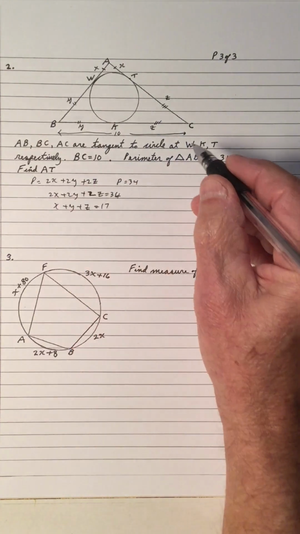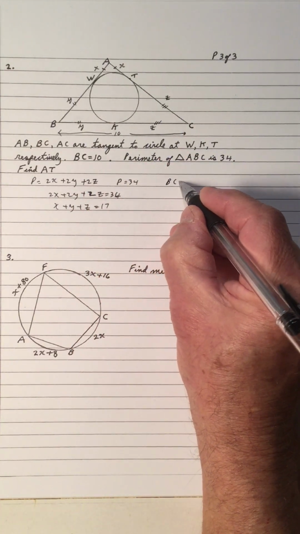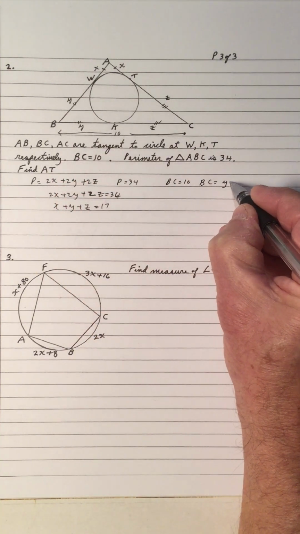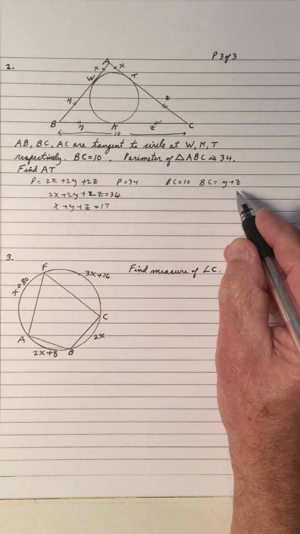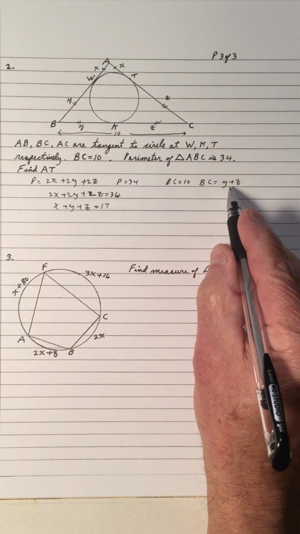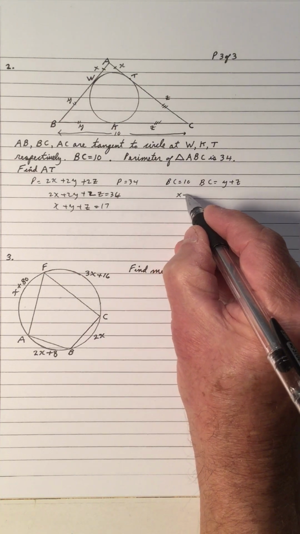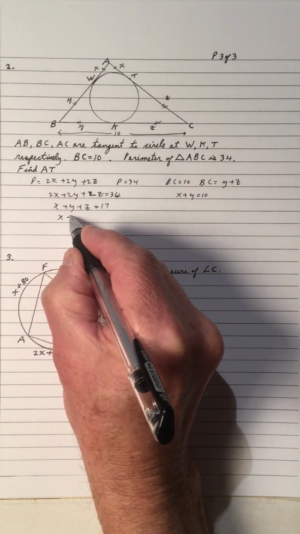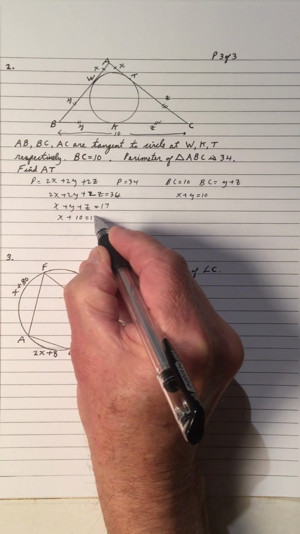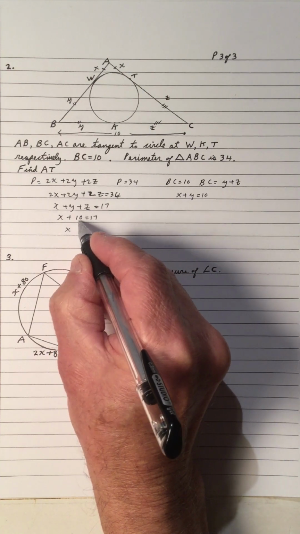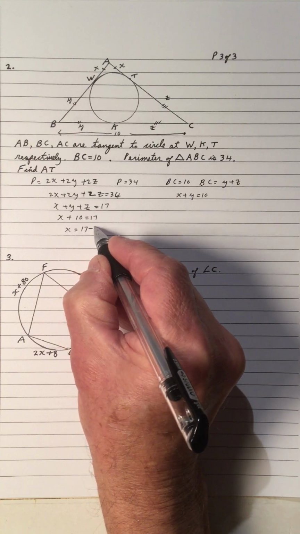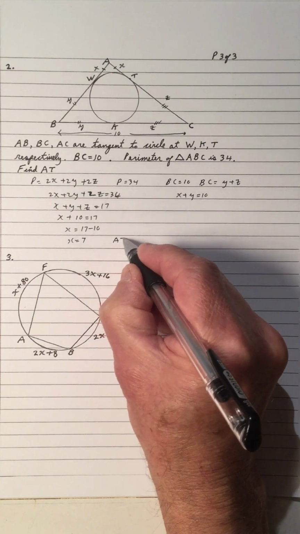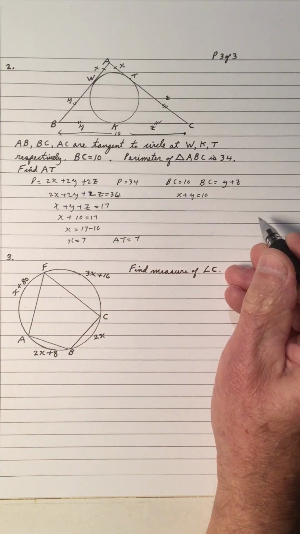But we're told that BC is 10. BC is made up of y plus z. So y plus z is equal to 10, so we sub in y plus z is 10. So x is equal to 17 minus 10. So x is 7. So that means that AT is 7, which is what we had to find.